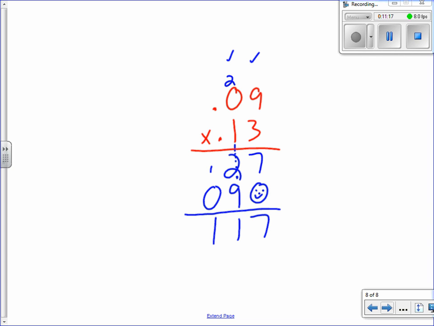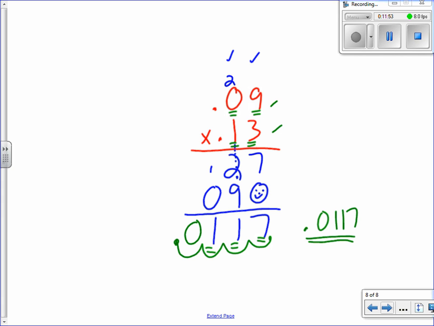Now I count my place values to the right of the decimal. 1, 2, 3, 4. So I know in my answer I should have 4. 1, 2, 3. Now I have a little dilemma. What do I do? Well, we talked about this in class. We talked about the camel humps, adding the 0. 1, 2, 3, 4. Boom. My decimal goes right there. So my answer is 0.117 or 117 10,000ths. Okay, so remember the key is count the place values after the decimal to the right, and then that's how many place values you have to have in your answer after the decimal on the right.